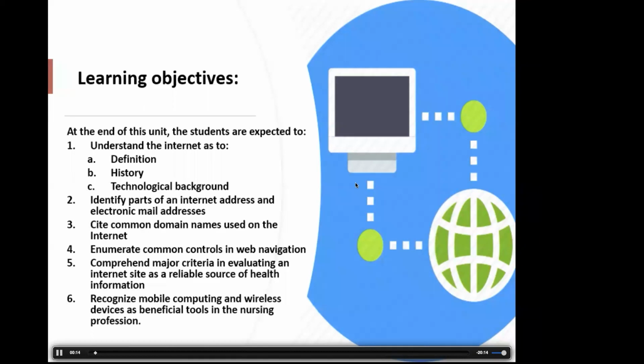At the end of this unit, the students are expected to understand the internet as to its definition, history, and technological background. Identify parts of an internet address and electronic mail addresses. Cite common domain names used on the internet. Enumerate common controls in web navigation. Comprehend major criteria in evaluating an internet site as a reliable source of health information. And recognize mobile computing and wireless devices as beneficial tools in the nursing profession.